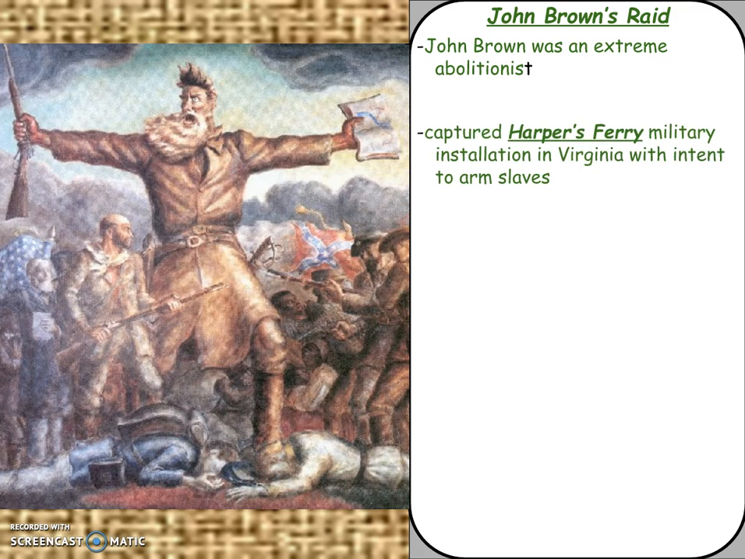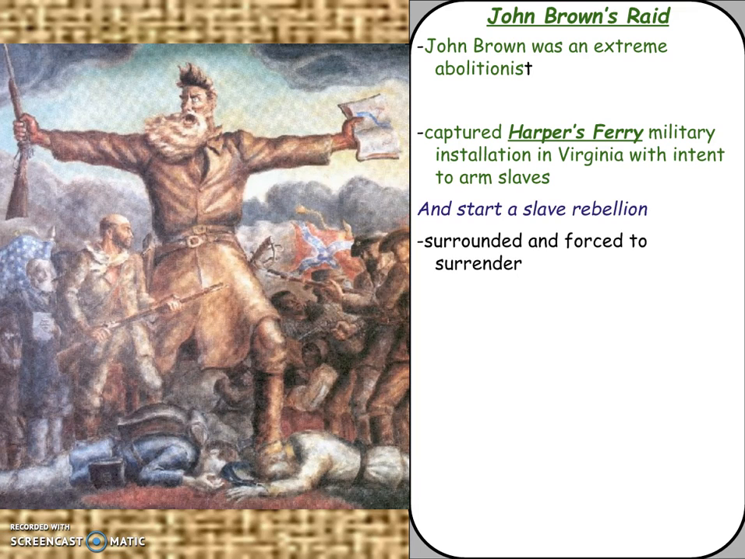He's going to lead a militia, a group of his followers, to lead a raid on Harper's Ferry, which was going to be the arsenal there that held all the weapons, in Harper's Ferry, Virginia, trying to arm slaves and then go on to start a slave rebellion. That was his goal in raiding Harper's Ferry.